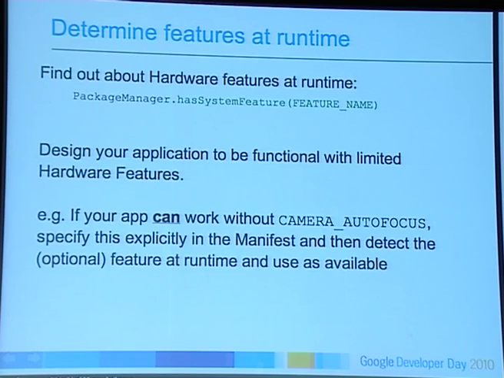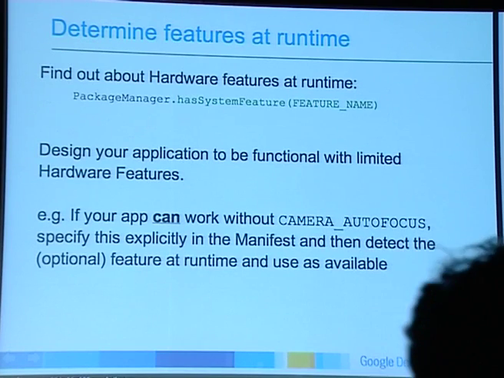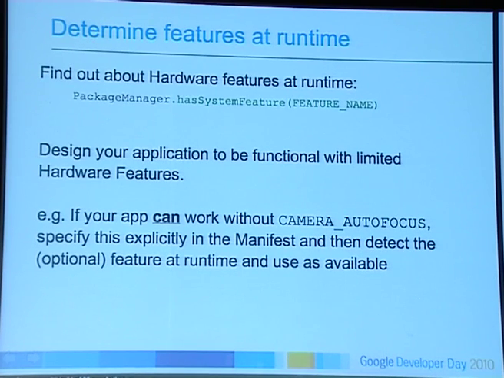Okay, so now let's assume you have said, okay, my app can run without this feature. I don't need it, but it's nice to have when it's there at runtime. So at runtime, you can use the package manager, and you can call the hasSystemFeature method, and you pass in the name of a feature, and it will return to you whether this feature is available or not. It's then up to you to implement some fallbacks, maybe make some options available conditional to the result here, or just have default implementations.